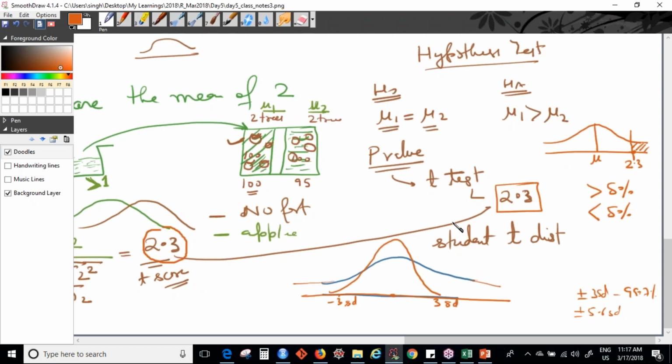Okay. So from a t-test, you will get your p-value. Once you get your p-value, you will go back to your null hypothesis, and you will either reject your null hypothesis or you will fail to reject your null hypothesis. And then you accordingly take a decision whether your drug helped or it did not help.